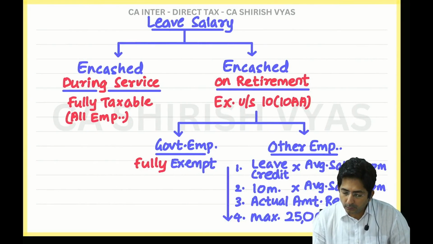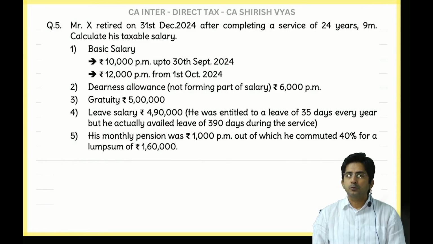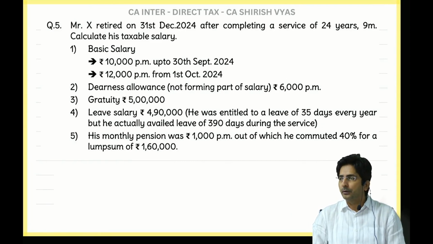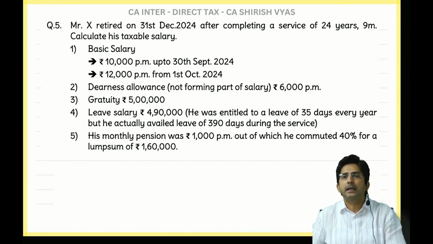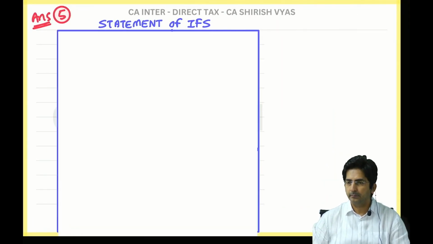Okay, now the question is question number 5. See, this is a very good question. Look, why a good question? It will revise your gratuity. It will revise your pension. Plus you will also learn leave salary here. Statement of income from salaries. See, my statement is ready. Particulars, inner column, outer column.